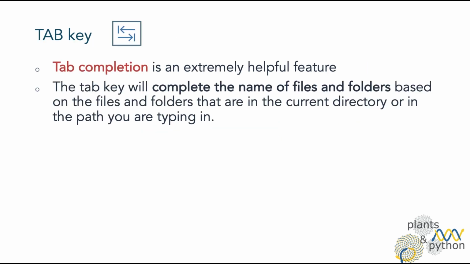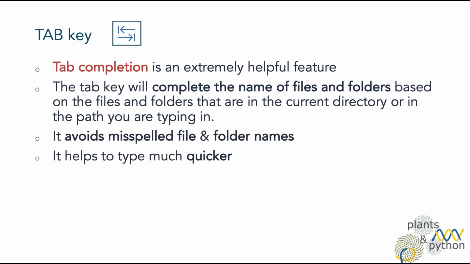In order to avoid these common errors, you can use the Tab key, which is usually located near the top left corner on your keyboard. The Tab key will complete the name of files and folders based on the files and folders that are in the current directory, or in the path you are typing in. So it avoids spelling mistakes when typing file and folder names, and it also helps you to type much quicker.